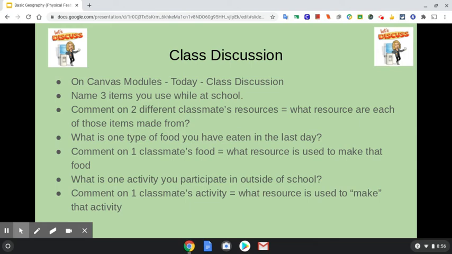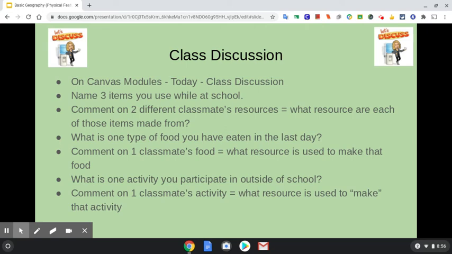And then once you get done, I want you to go in and comment on two different classmates' resources or items that they listed. When you're commenting on them, I want you to tell them what resource each of those items is made from. So for example, I mentioned paper just a minute ago. If someone had paper, then the resource that's being used, you think about, okay, what do we need to make paper? Paper is made from trees. So the tree would be the resource that was used.